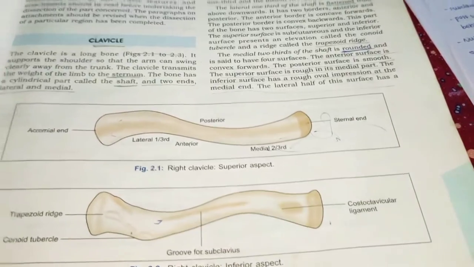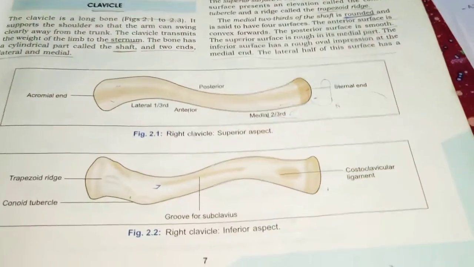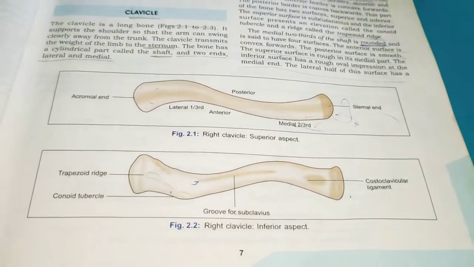Back to our channel. Now we are starting the osteology of upper limb. So today mainly we are going to start with clavicle.